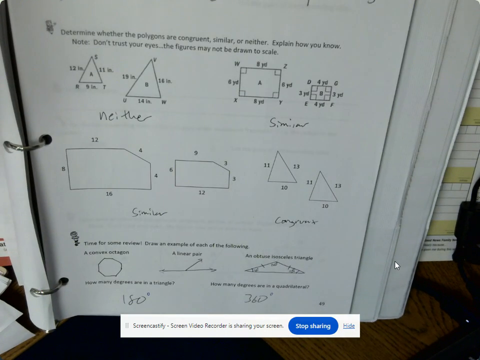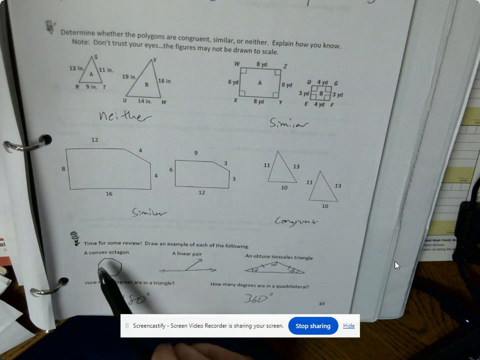Any questions on those? Remember, you must find all corresponding sides to be proportional. If 3 of them are proportional and that last one is not, it is not a similar polygon. They all must be proportional. So you have to do all that math.